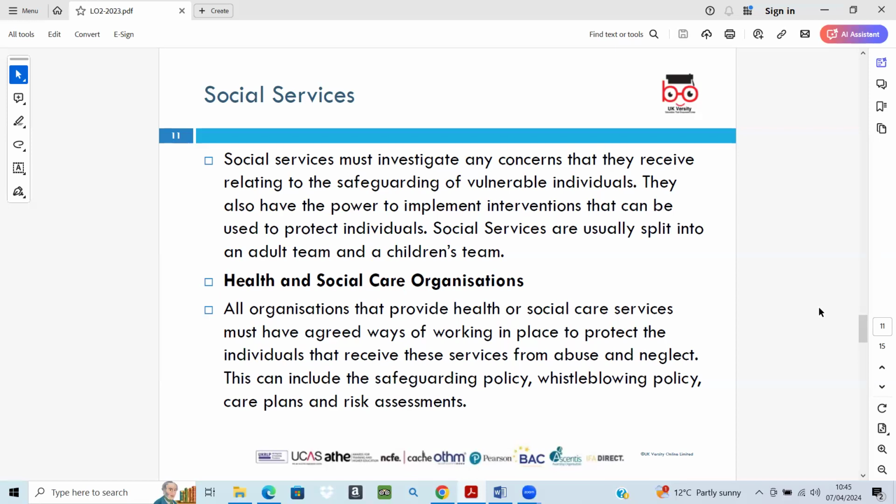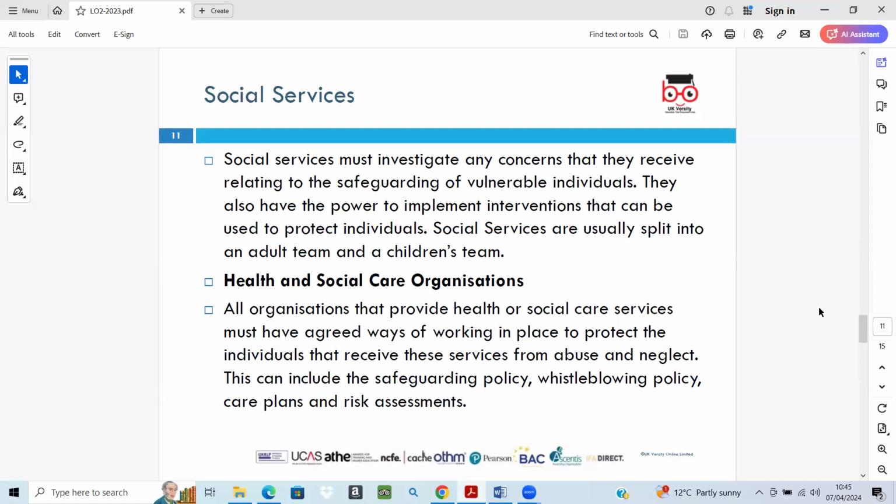Health and social care organizations, all organizations that provide health or social care services, have a responsibility to protect the individuals who receive their services from abuse and neglect. To fulfill this responsibility, they must have agreed ways of working in place, such as a safeguarding policy, a document that outlines the organization's approach to preventing and responding to abuse and neglect. Then they must have a whistleblowing policy.